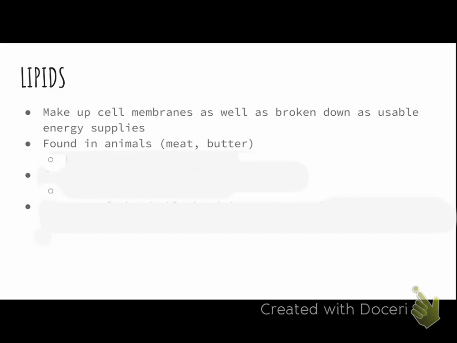So in terms of where lipids are found in animals, we'll find them in meat and things like butter and milk. Those lipids found in animals are mostly going to be saturated fats. If you remember, saturated fats are the ones that do not have any double bonds. We're looking at all single bonds between those carbon molecules.